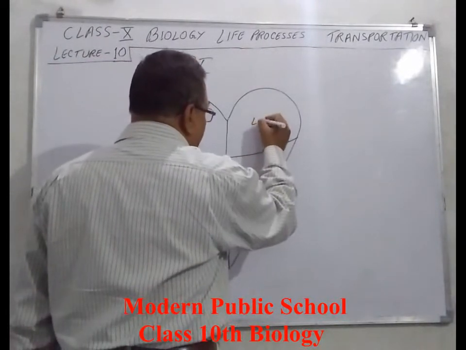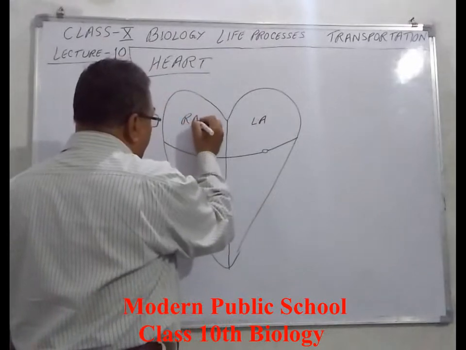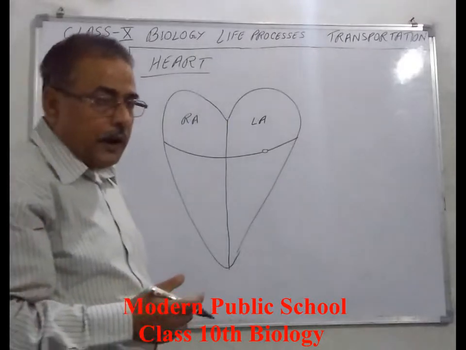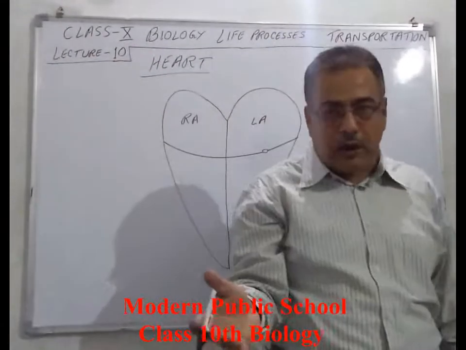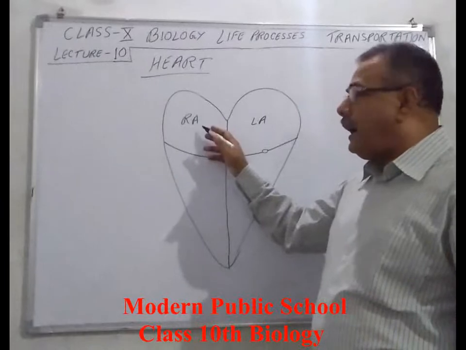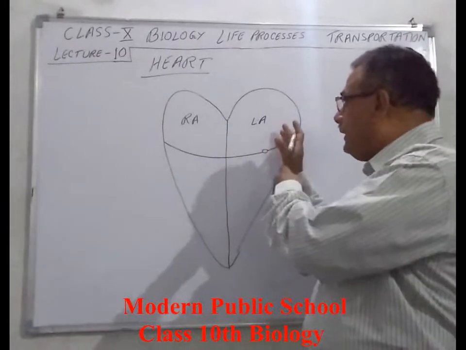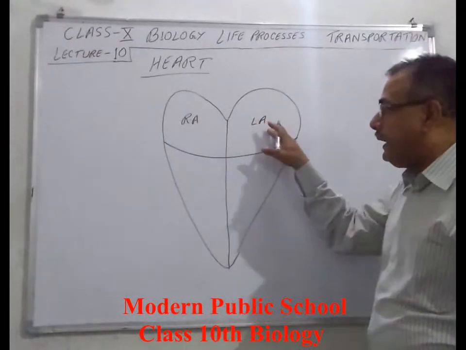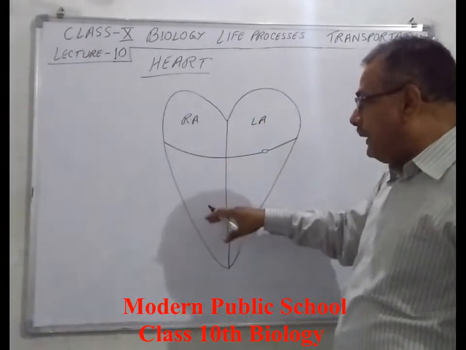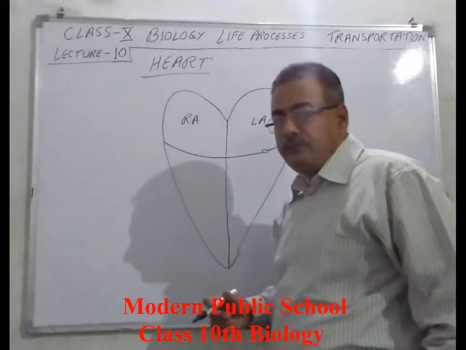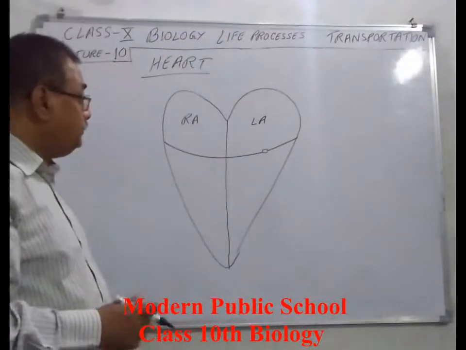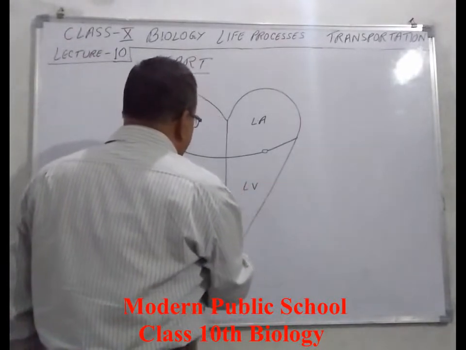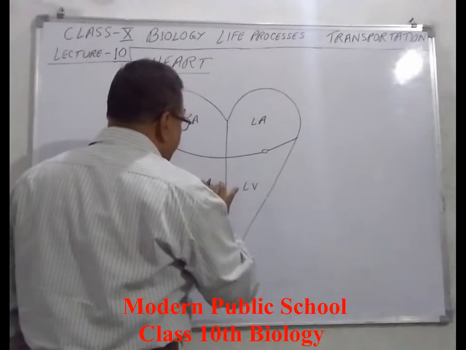Here it is the left atrium, and here the right atrium. Atrium is the upper chamber of the heart. Atrium singular, atria plural. One is on the left side and another is on the right side, so we call them left atrium and right atrium. And the lower chambers, which are larger than the atria, are named left ventricle and right ventricle.